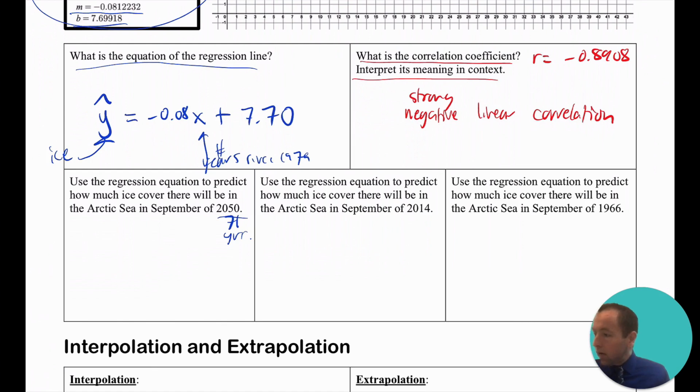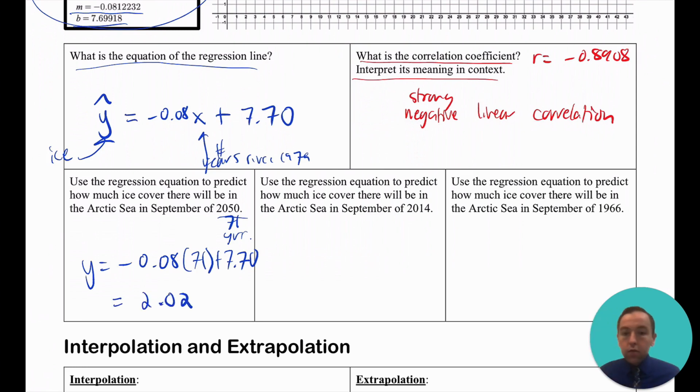In so doing, we would come up with the product of negative 0.08 and 71, and then add 7.7. So our result of that is going to be 2.02. And so we would expect in 2050 to get 2.02, but that's going to correspond to millions of square kilometers of ice coverage in 2050. And that's significantly less than the data we're seeing in the table, because the least it ever got to was around 4 or so. So that's like half.